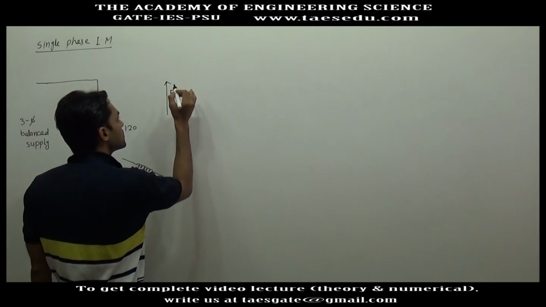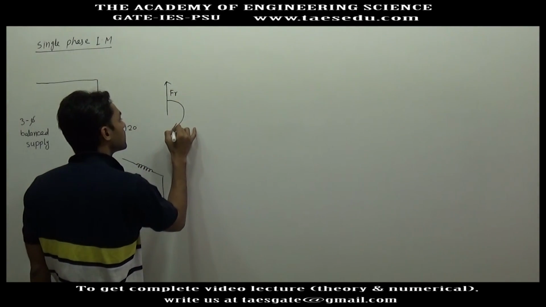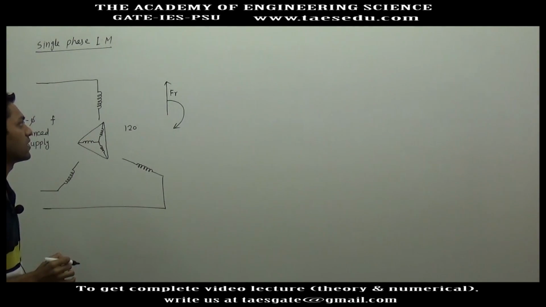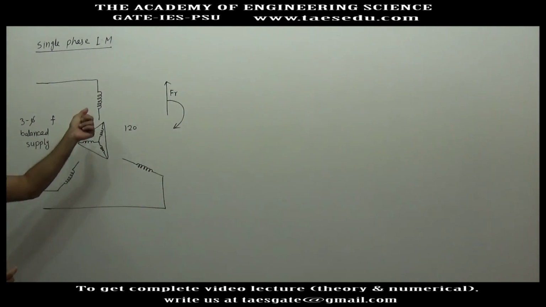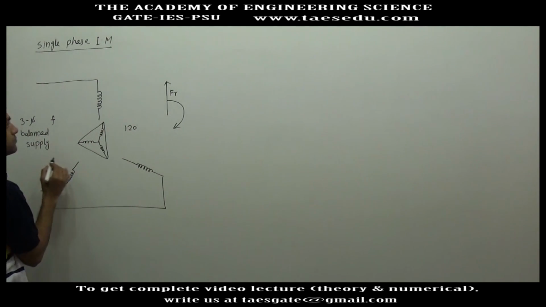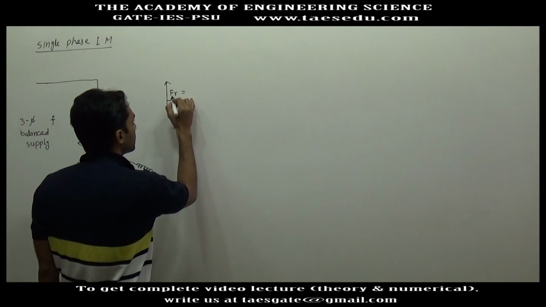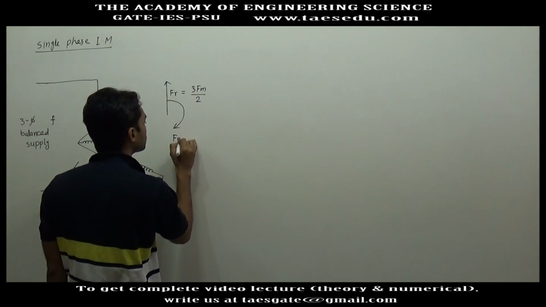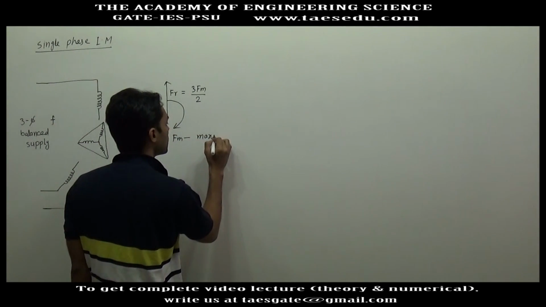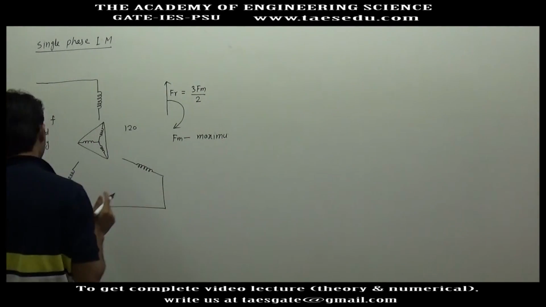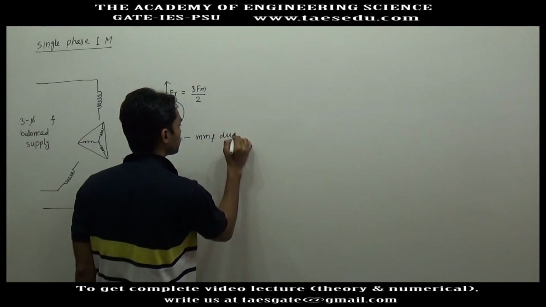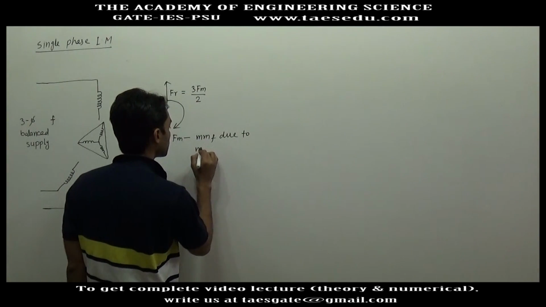and we will have this resultant MMF rotating with the speed same as the frequency of three-phase supply, and the direction of rotation of this resultant MMF will depend upon the phase sequence of the supply, and the magnitude of resultant MMF is 3 Fm by 2, where Fm is the MMF due to maximum current.